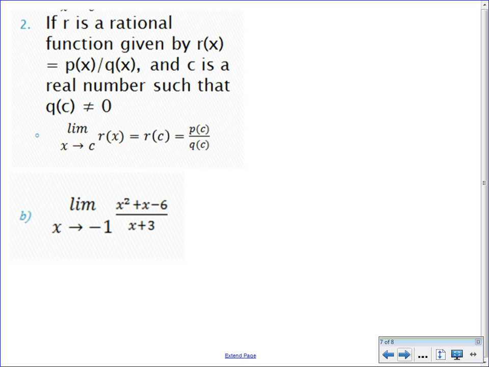We have the limit as x approaches -1 of (x squared plus x minus 6) over (x plus 3). Does this c value make our denominator negative? I'm sorry, does this c value make our denominator 0? No. So we can use direct substitution without a problem. And what is our limit? -2?